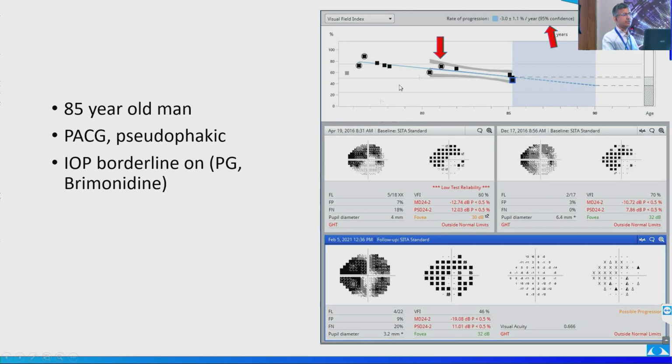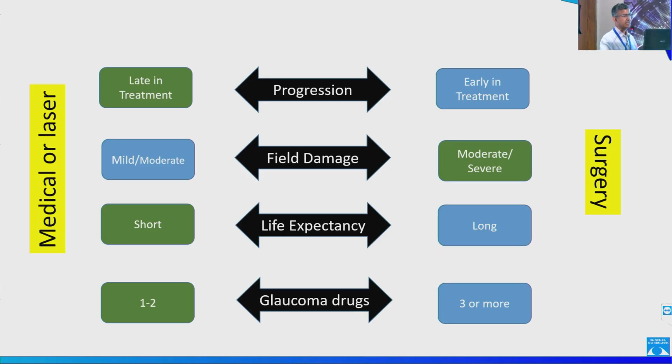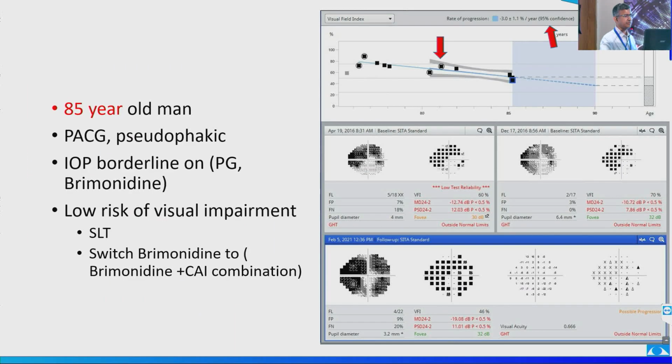So once you re-look at the baseline, you find that this change has actually been consistent with time. It's about 3% and 3.2%. So it's not that he's been progressing at this rate for a long time. Whatever we have done hasn't really altered that very much. But his life expectancy is short. So there's no need to be very aggressive here. We can continue to escalate medical therapy, and he's not likely to develop anything very severe going forward.